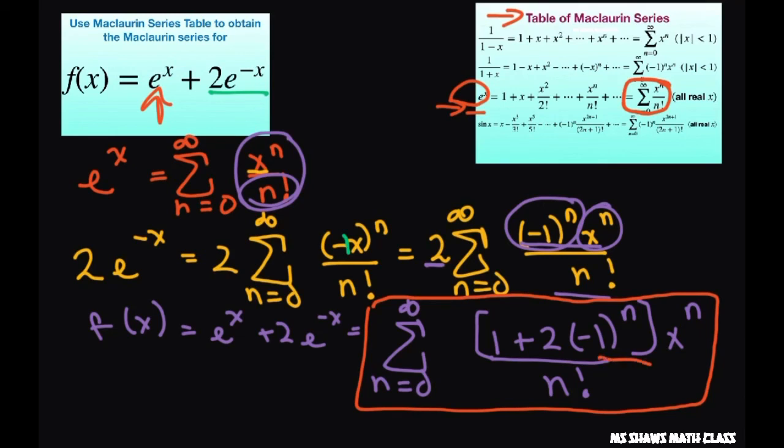Now, for the radius of convergence, since this converges for all reals, that means our radius of convergence is infinity.